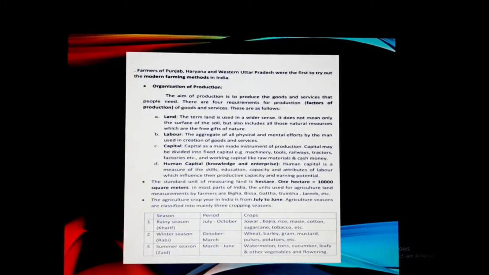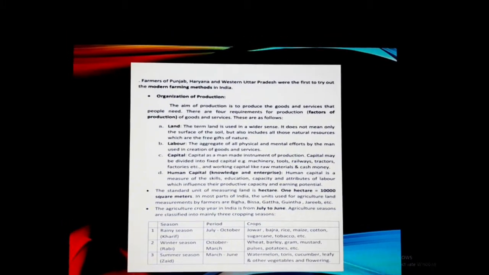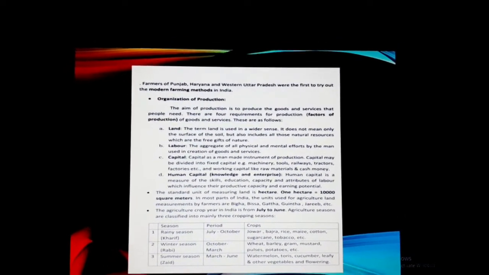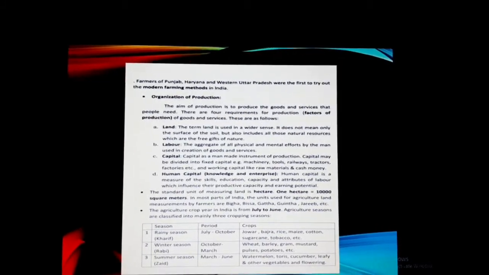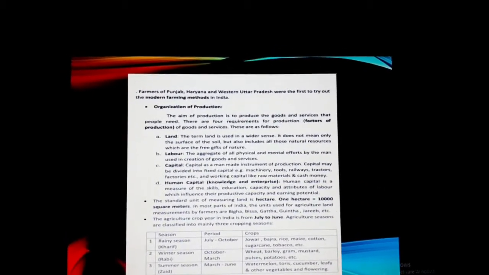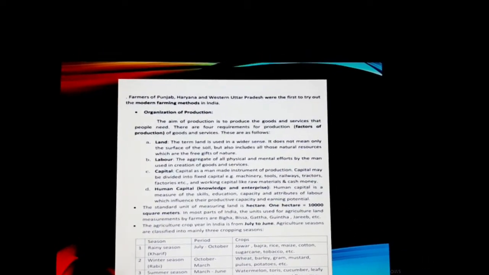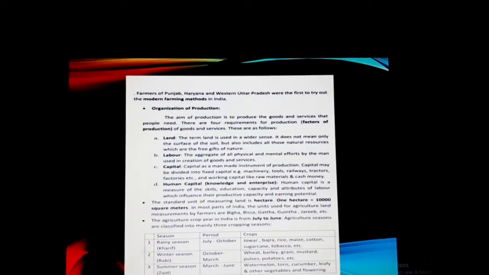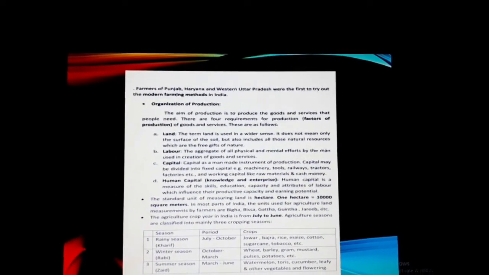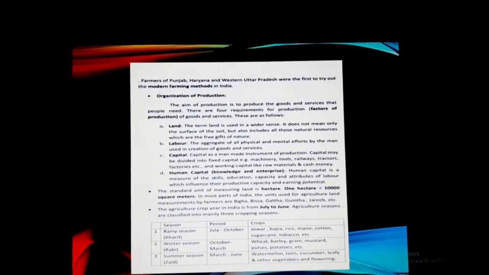Agriculture seasons are classified into mainly three cropping seasons. The first season is called Kharif season, which comes from July to October, in which the crops grown are jowar, bajra, rice, maize, cotton, sugar cane, tobacco, etc. The second season is the winter season, which is also known as Rabi, October to March, in which the crops grown are wheat, barley, gram, mustard, pulses, potato, etc. And the third, the summer season, which is known as Zaid season. It is from March to June.